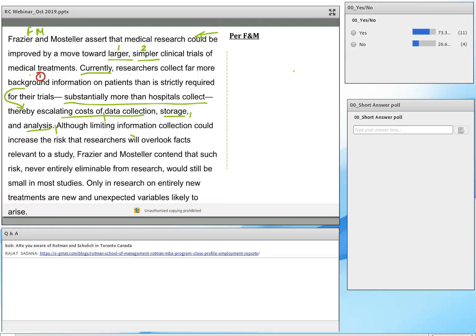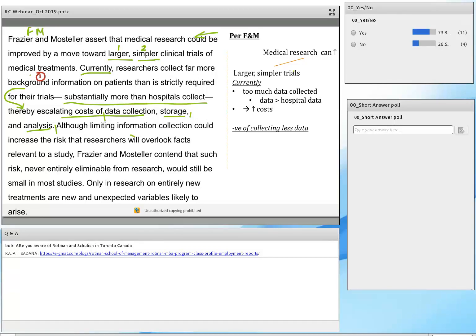So in terms of my notes, what I have so far is that medical research can be improved with larger, simpler trials, and currently too much data is collected, more than hospital data, and that leads to an increase in costs. Now, although limiting information: when you see the word although, that means there is a change in direction. What has the author been saying so far? This is where our analysis of the keyword strategy comes into the picture. The author has been saying that they collect far too much data.